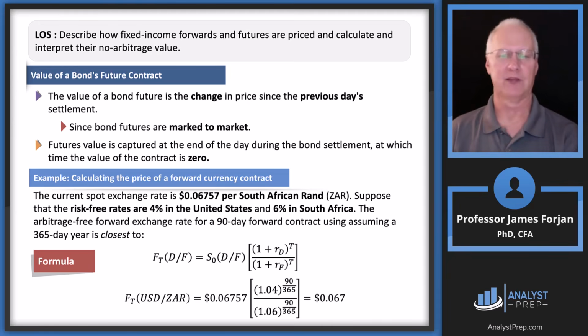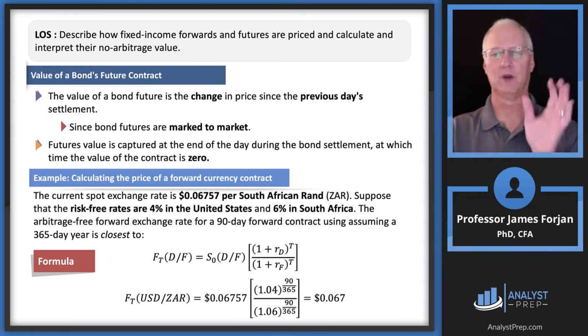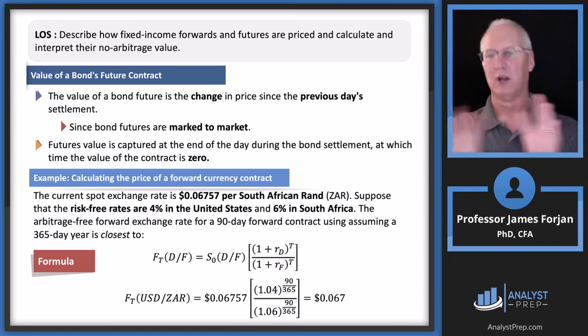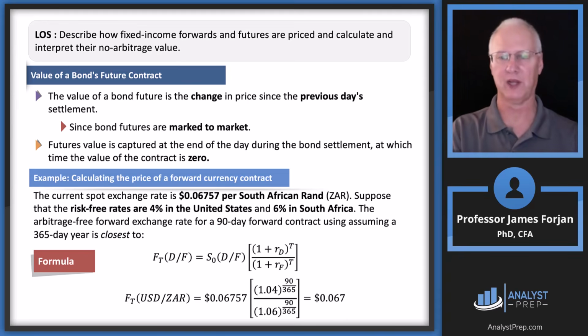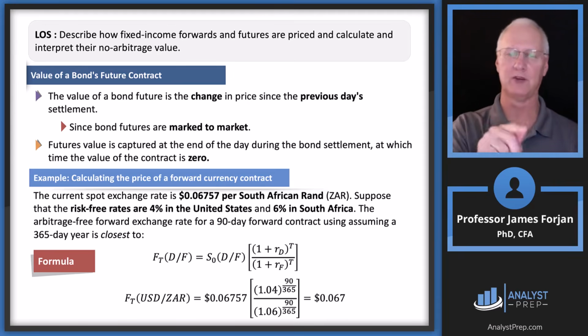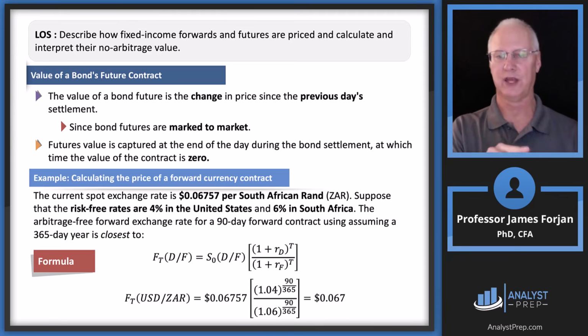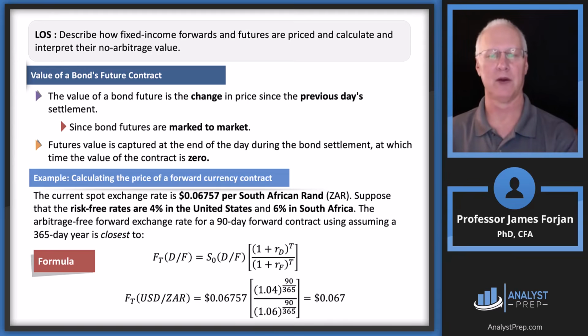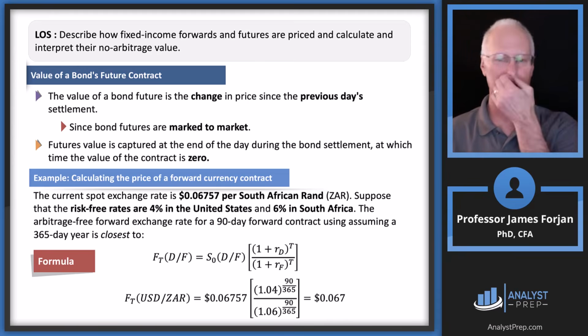Well, we're going to do the exact same thing that we've done before. So remember this in terms of pricing currencies. Notice that F sub T, all right? So there's domestic over foreign. In this case, let's put the US dollar in the numerator. That's the domestic. Let's put the Rand in the denominator, right? That's the foreign currency. So remember this.